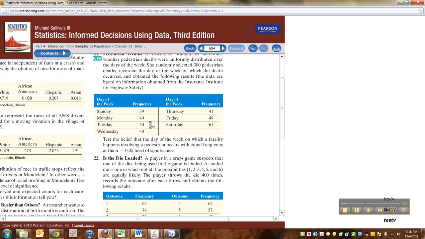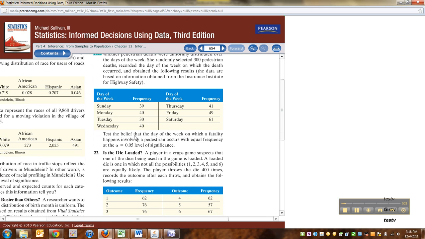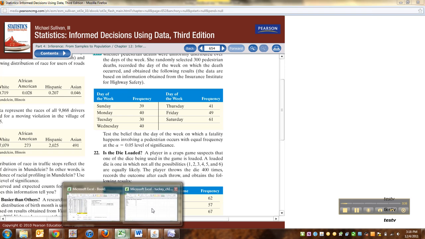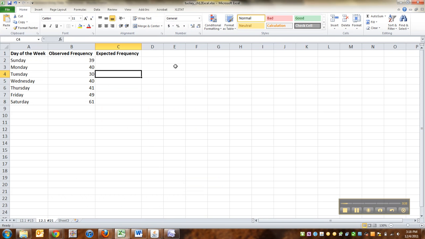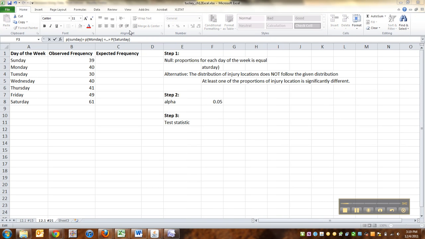Okay. And then we're going to test the belief that the day of the week on which a fatality happens involving a pedestrian occurs with equal frequency at the 0.05 level. So let's start here. You know what? Hold on one second. There, I just copied and pasted in a little bit.